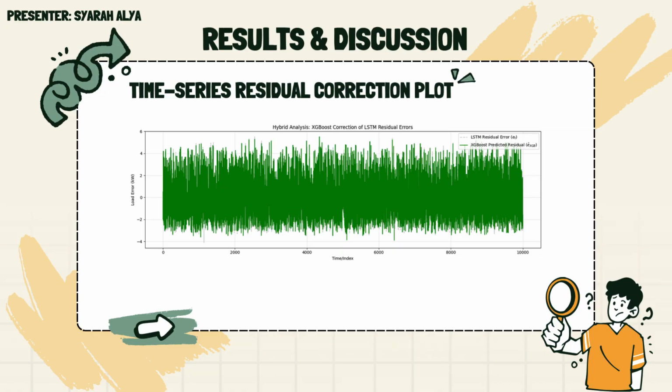Lastly, we're going to look at the time series residual correction. The gray line represents residual errors from the LSTM model alone. These errors fluctuate significantly, showing that LSTM struggles with sudden changes and nonlinear behavior. The green line shows the residual predicted by XGBoost. The close alignment between the two indicates that XGBoost successfully learns the error structure left by LSTM. When these residual corrections are added back to the LSTM predictions, the final hybrid output has significantly reduced error volatility. This visual evidence supports the numerical improvement observed in the evaluation metrics.